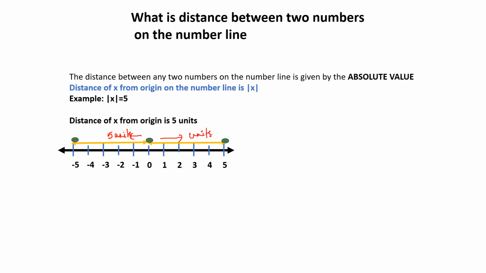So what does that mean? x could be equal to -5 or x could be equal to +5. So that's what we have here.